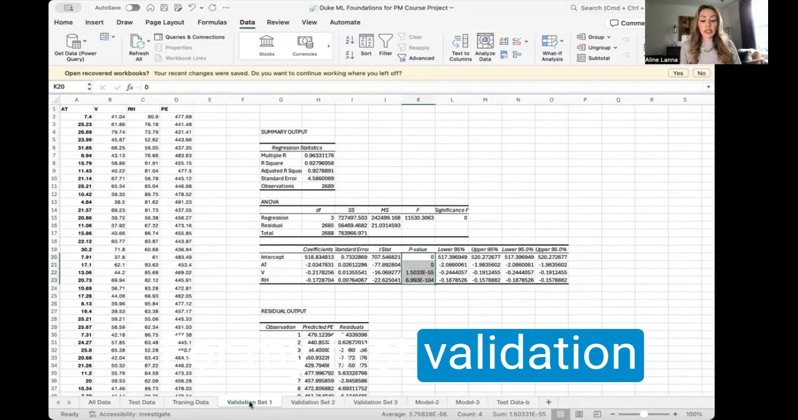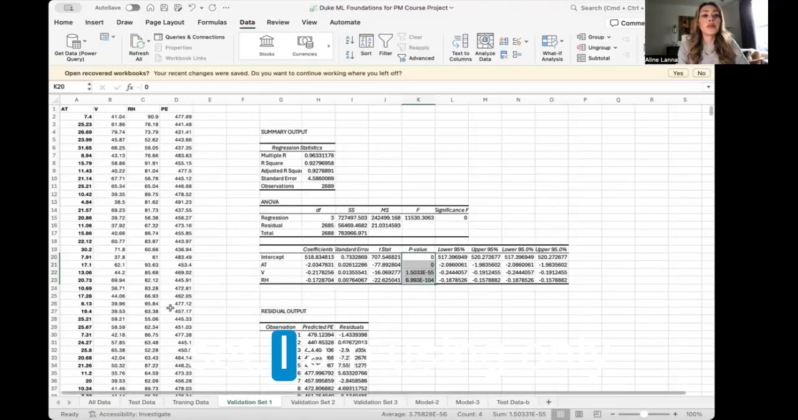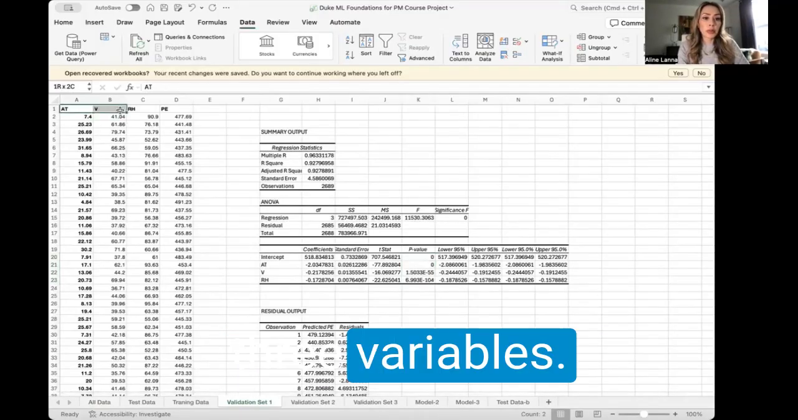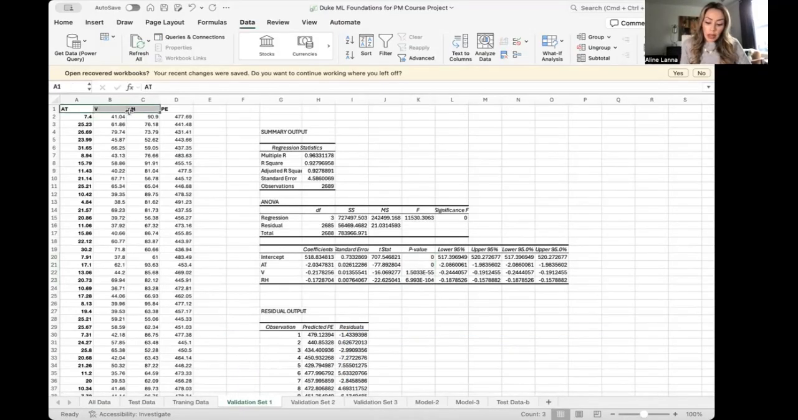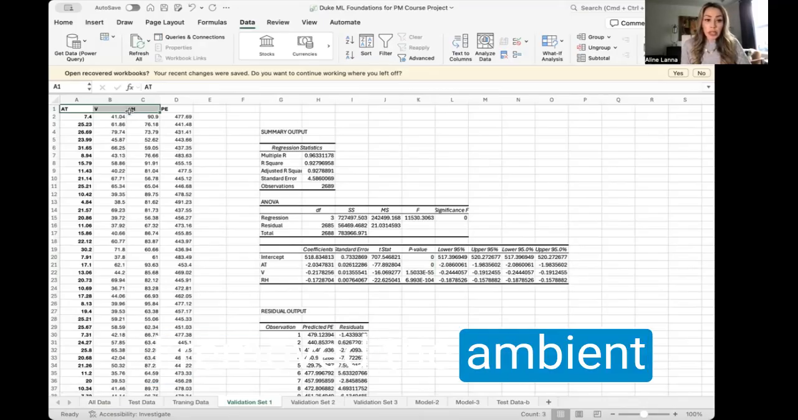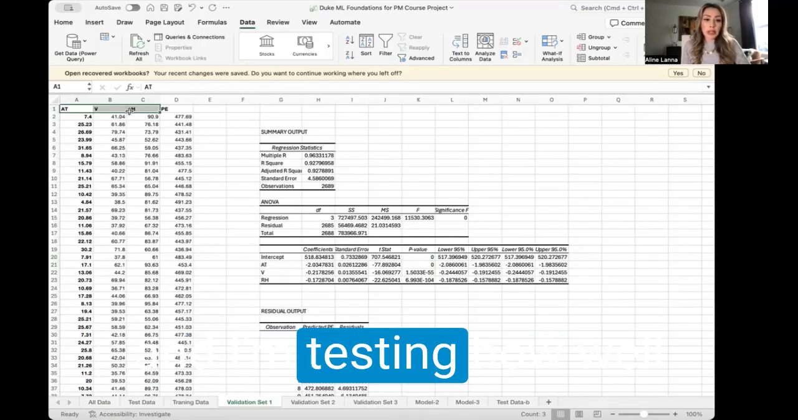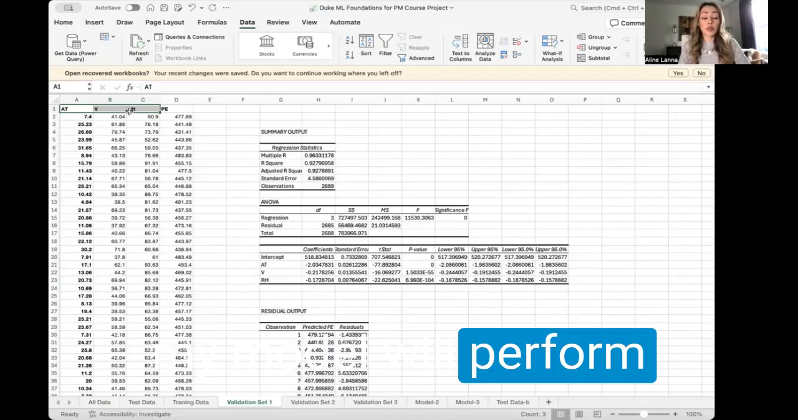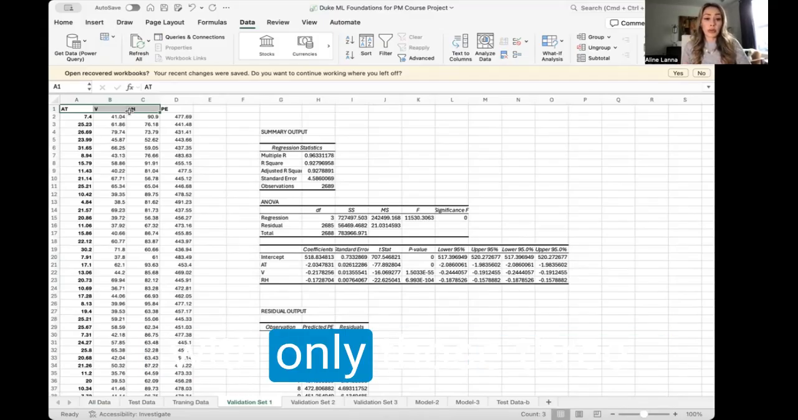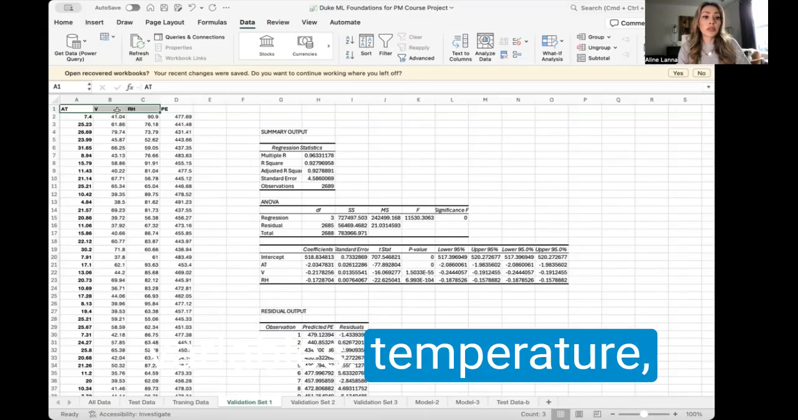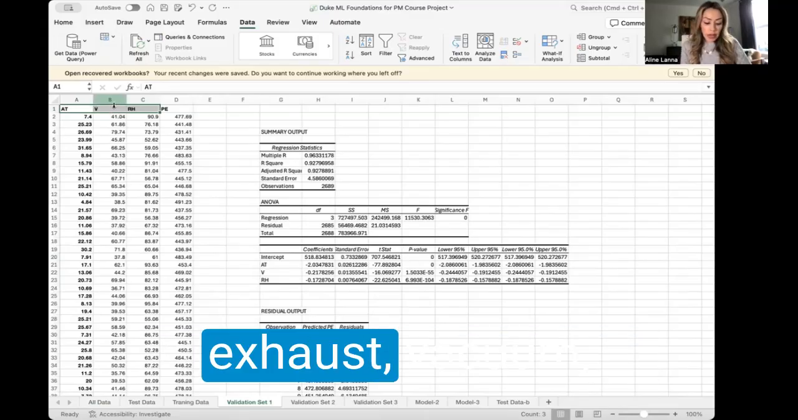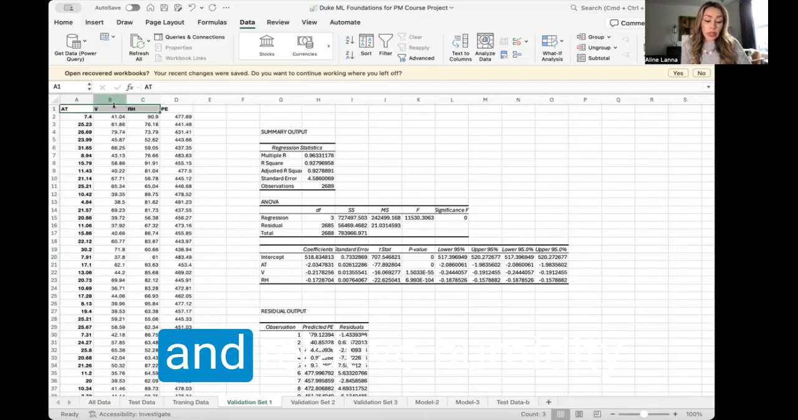For my first validation set, I am using only three variables. I removed the ambient pressure from the equation and I'm testing how well my model will perform with only those three variables: temperature, exhaust vacuum, and relative humidity.